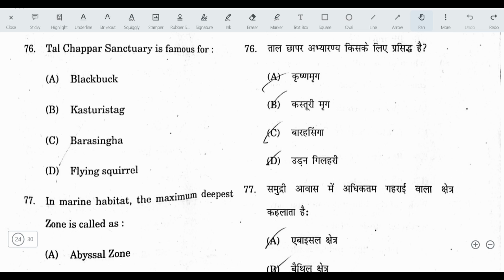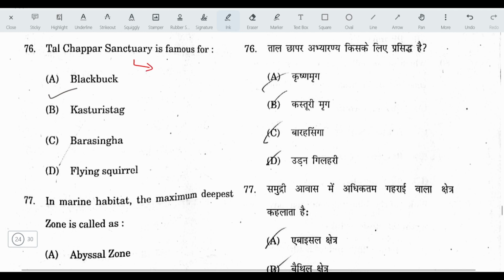Today we will continue with the last part of question paper discussion. So we were discussing the MSc Zoology Entrance test of Rajasthan University. Earlier, up to the 75th question were discussed, and now question number 76: Tal Chapar Sanctuary is famous for. The answer here is black buck.